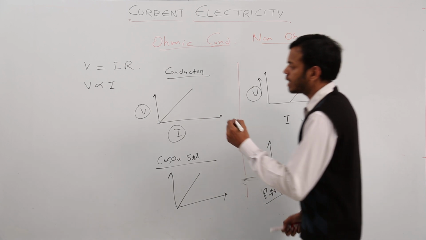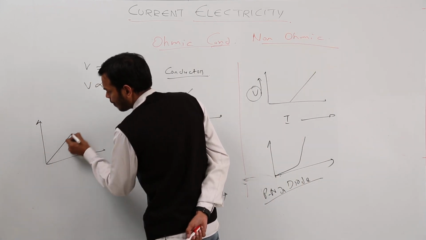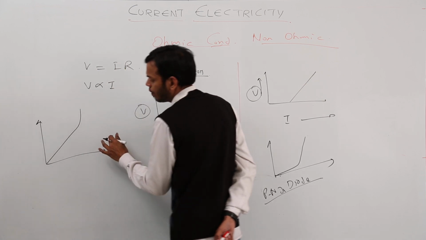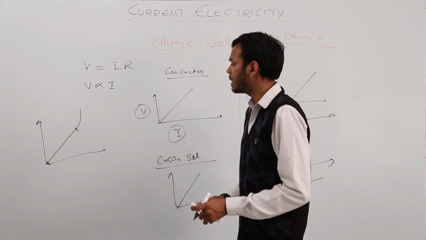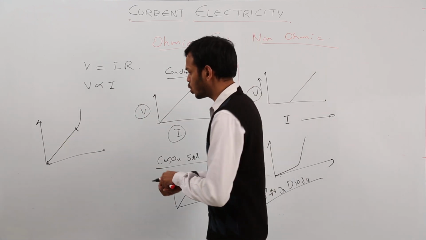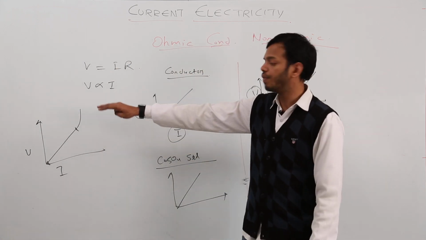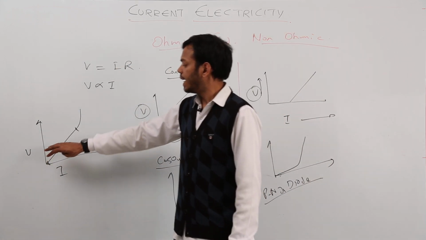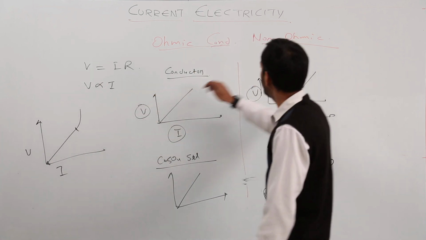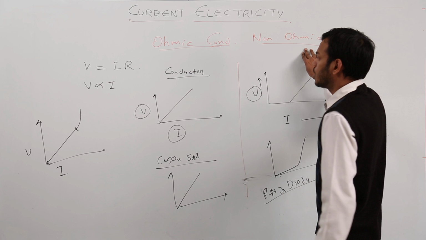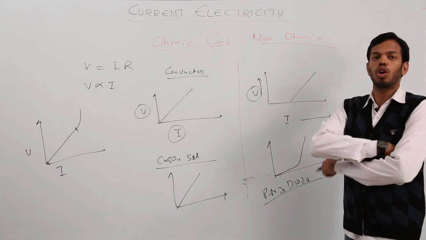So remember the last and final point: if a graph is like this and later it goes into a curve, then this is the part up to where Ohm's law is followed. Whatever material shows this type of deviation between V and I is following Ohm's law up to a certain value, after which it goes under non-ohmic conditions. So this is the basic difference between ohmic conductors and non-ohmic conductors.